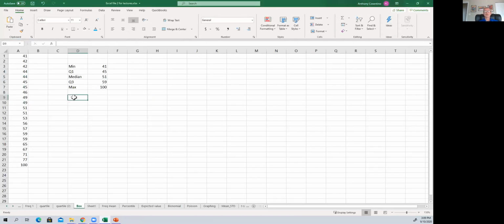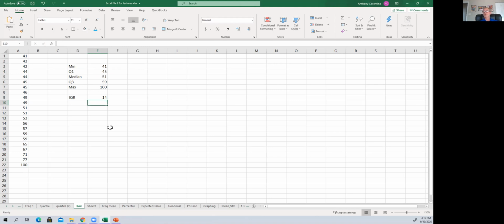So the first thing we need to calculate is the IQR, right? And remember that is Q3 minus Q1. And so when you do that calculation, you would get Q3 minus Q1, and we get the number 14.